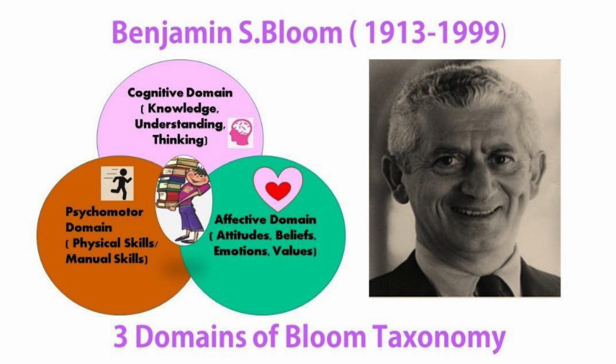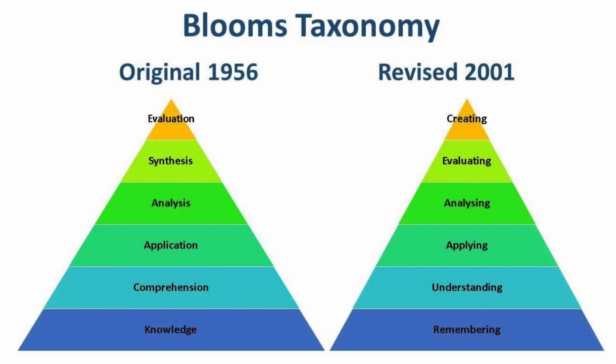In the first version, the cognitive domain is ordered in 6 levels, namely knowledge, comprehension, application, analysis, synthesis, and evaluation. In the revised version, it is remembering, understanding, applying, analyzing, evaluating, and creating. Here we see the original Bloom's taxonomy and the revised version.